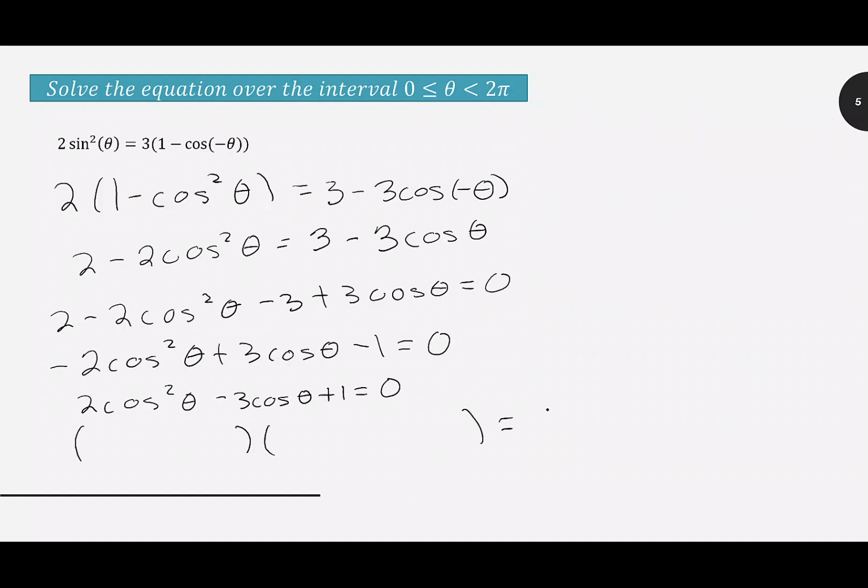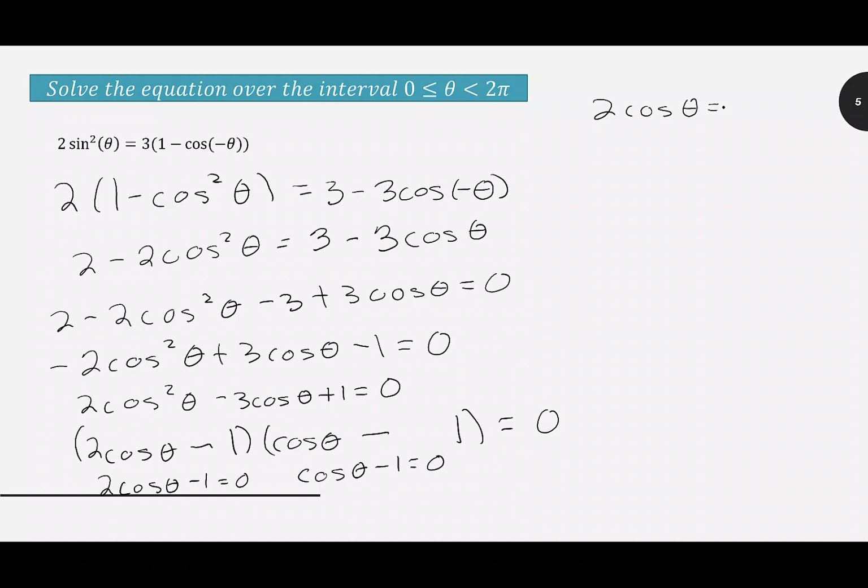Now I can factor. 2 cosine squared theta only factors to 2 cosine theta and cosine theta. 1 only factors to 1 and 1. The sign of both terms should be negative. When I set them equal to 0, I have 2 cosine theta minus 1 equals 0. I have cosine of theta minus 1 equals 0. The 2 cosine theta minus 1 equals 0 becomes 2 cosine of theta equals 1. Cosine of theta is 1/2. Cosine of theta minus 1 equals 0 says cosine of theta equals 1.